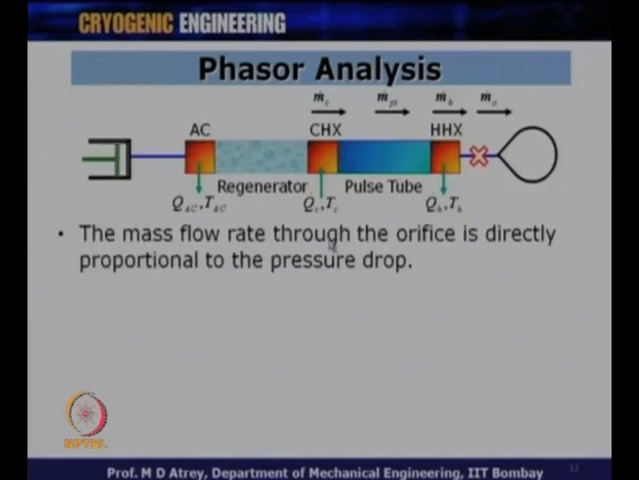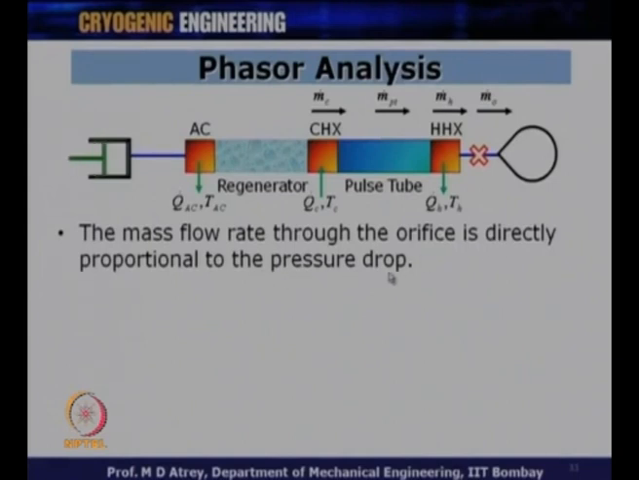The mass flow rate at the orifice is directly proportional to the pressure drop. Now, I am coming to m dot h or m dot o. We have said that let us find the relationship of m dot h. m dot h is equal to m dot o as far as the orifice type pulse tube cooler is considered. So, what is this m dot h proportional to? The m dot h is proportional to the pressure drop across this orifice, correct?